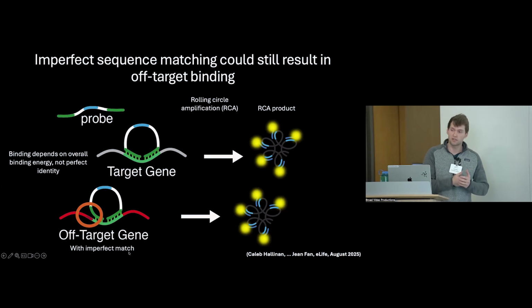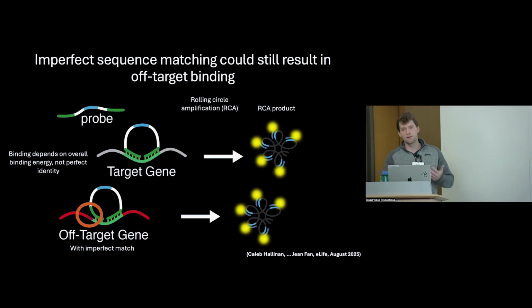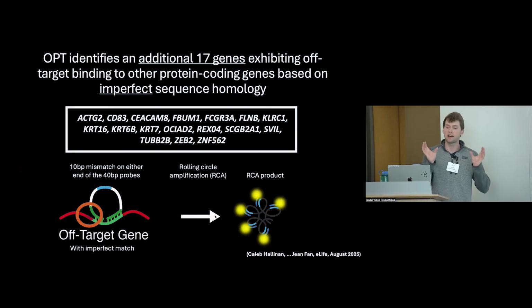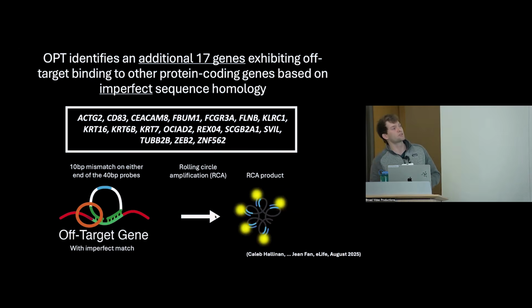And if they're binding to these off-target genes, they'll ligate, they'll do rolling circle amplification, you'll get this product, and we'll still get expression for this off-target gene that would be considered for the observed gene. And so what we did is we reran opt, and we allowed for 10 base pair mismatches on either end of these 40 base pair probes. And when we do that, we found an additional 17 genes that exhibited off-target binding with imperfect sequence homology.